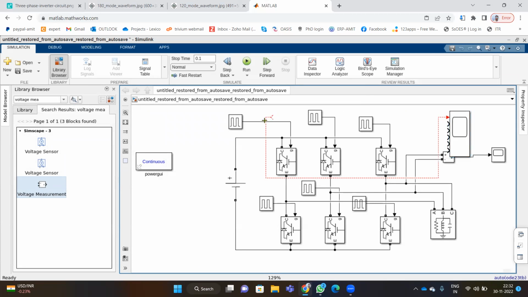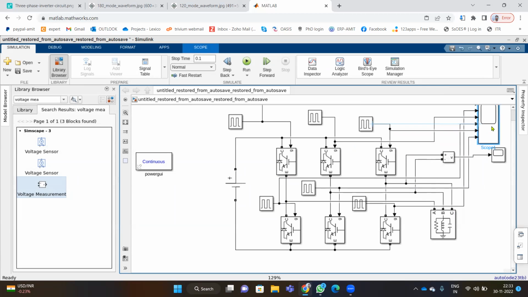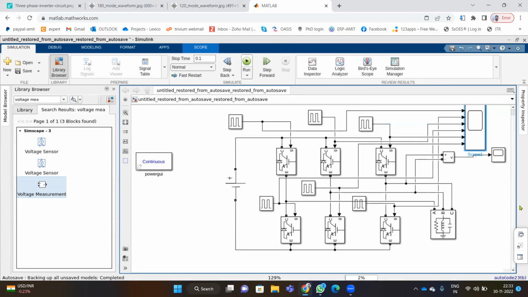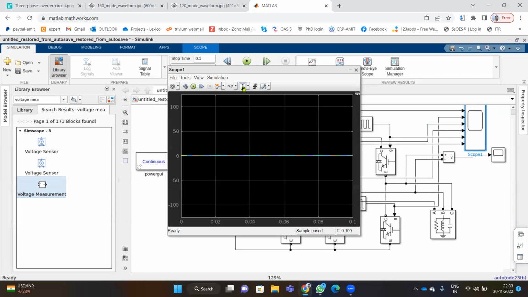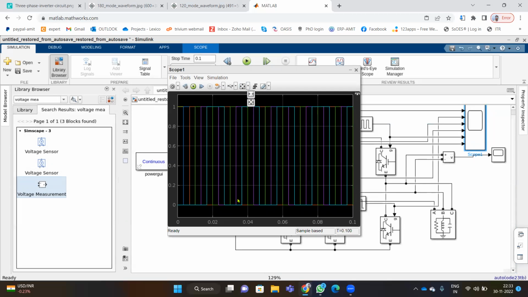So let's connect all 6 pulses in sequence. So this was our first pulse, second, third pulse, fourth, fifth, and the last. So these are your six pulses.